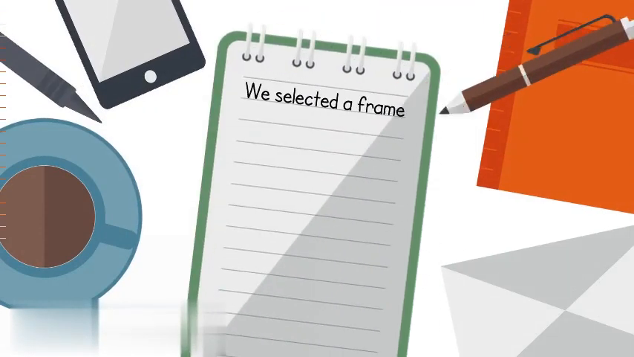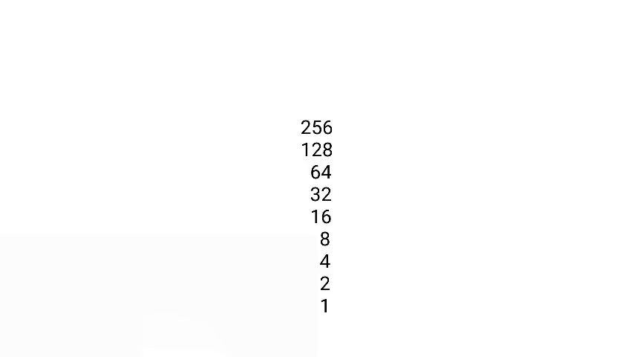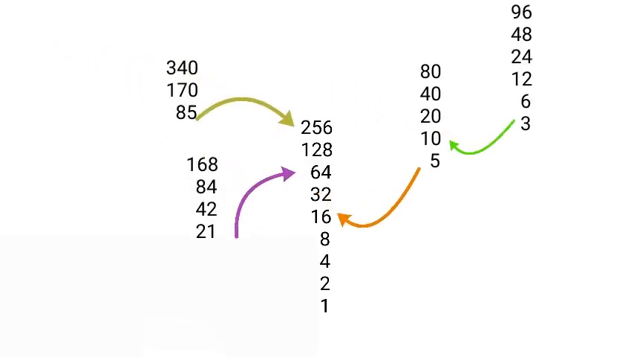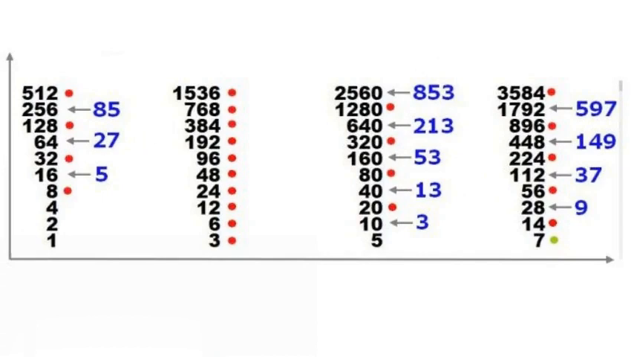We've selected a frame to work on. We know how to build infinite groups. And we learned how to find the position of a number. You've probably seen this type of tree. They're nice but not useful. Please take the time to understand the distribution of the numbers.